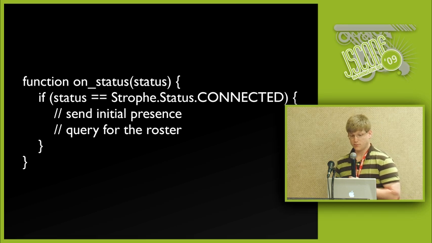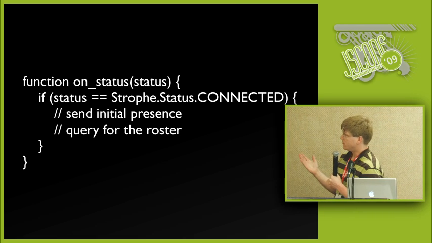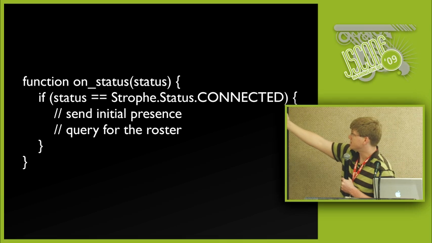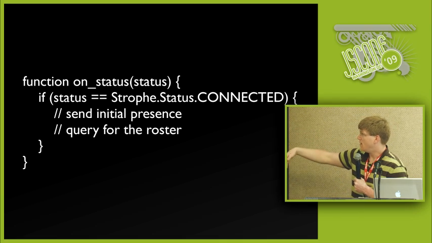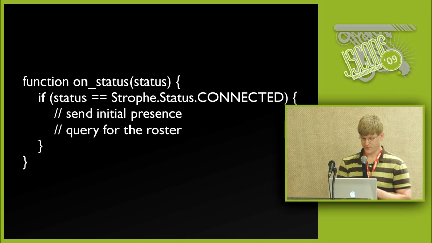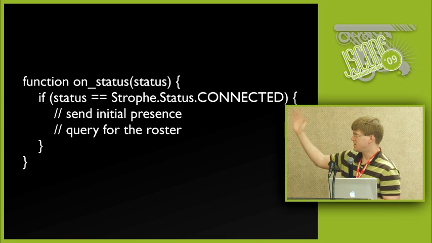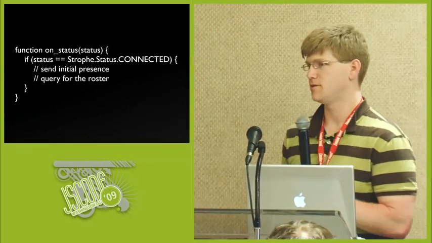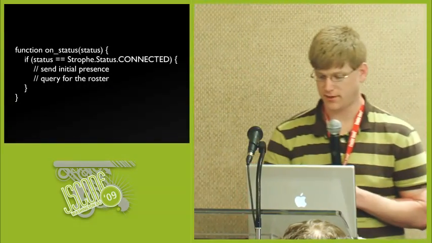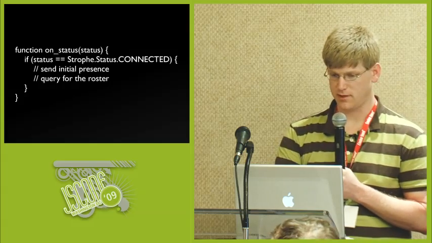And this is how you would do that. So this is the callback handler that I would pass to connect. And this one's really simple. It just waits until I get the status connected, and then it does some stuff. And I don't have the stuff that it does in here right now. But usually you would send initial presence to the server, so you would tell the server like, hey, I'm actually here, and you would do queries for your roster and stuff like that if you were writing an IM type client.